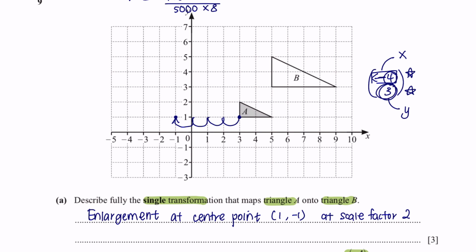And the number at the bottom represents what happens at the y-coordinate. Since it is a positive value, it will move upwards 3 boxes. So now we'll just continue to draw the triangle and label it as A0.